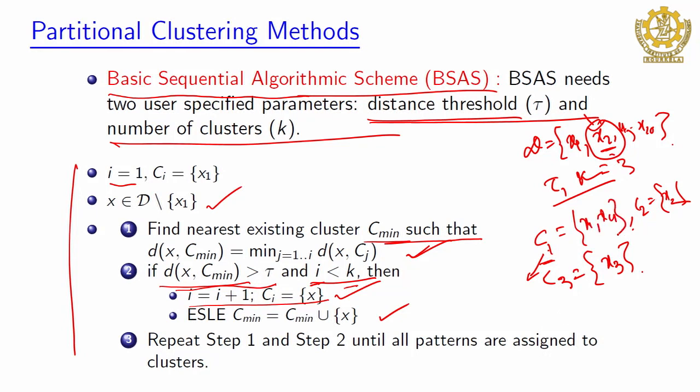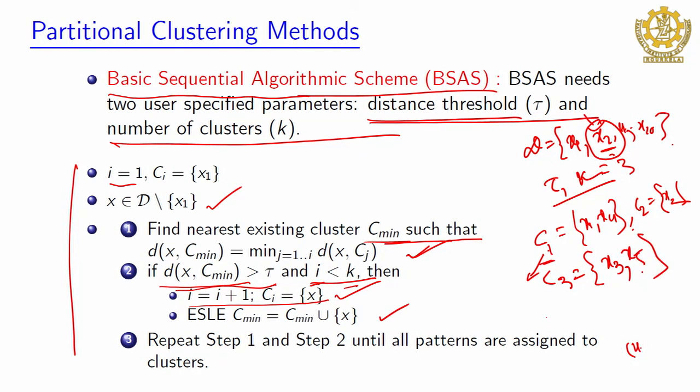Now, you go to x 5. You compute the distance from x 5 to C 1, the distance from x 5 to C 2, and x 5 to C 3, whichever is the minimum, and if it is less than tau, then you assign. If it is greater than tau also, whichever cluster is the closest one, you assign that point. Let us say x 5, you assign x 5 here.